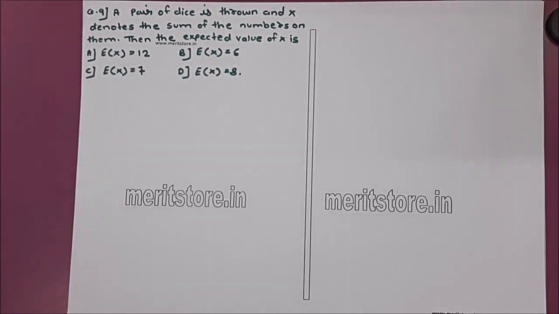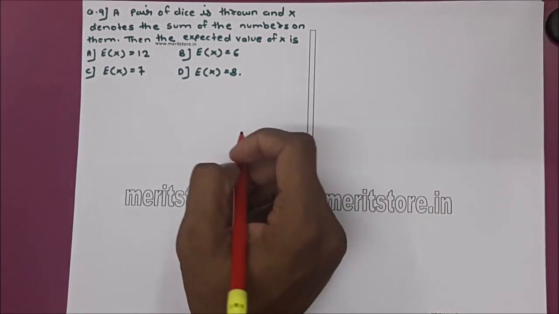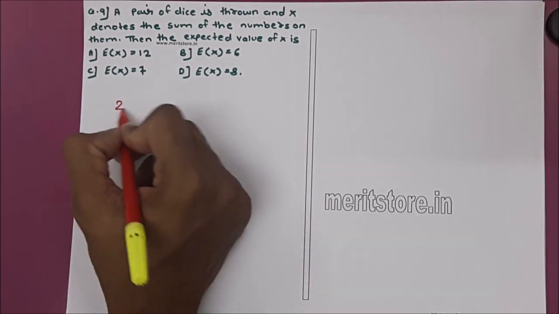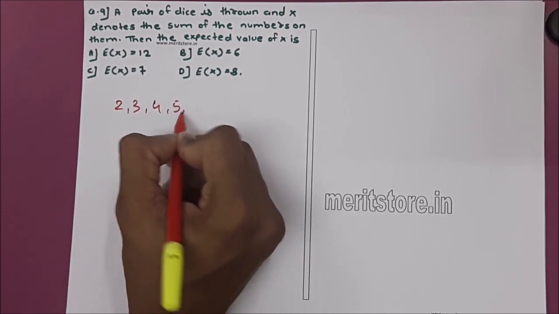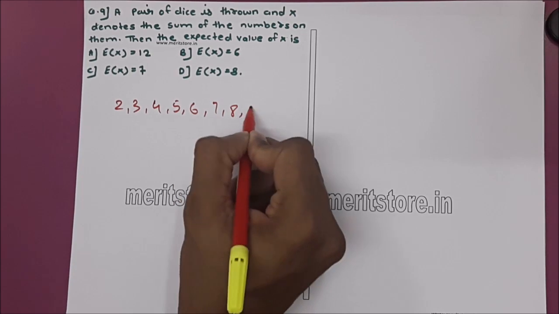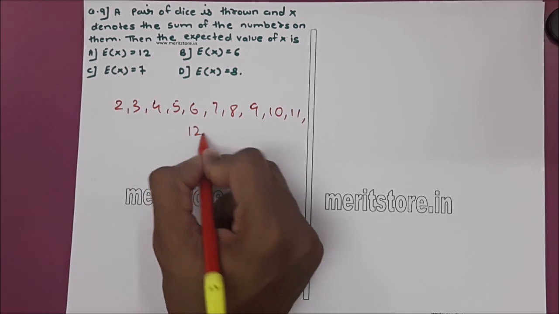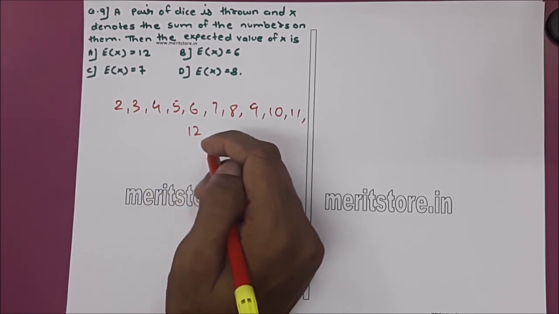Question 9. A pair of dice is thrown and x denotes the sum of numbers on them, then the expected value of x is. We have 4 options: a) E(x) is equal to 2, b) E(x) is equal to 6, c) E(x) is equal to 7, and d) E(x) is equal to 8. In a single throw of a pair of dice, the sum of the numbers on them can be 2, 3, 4, 5, 6, 7, 8, 9, 10, 11, 12. So x can take values 2, 3, 4 up to 12.